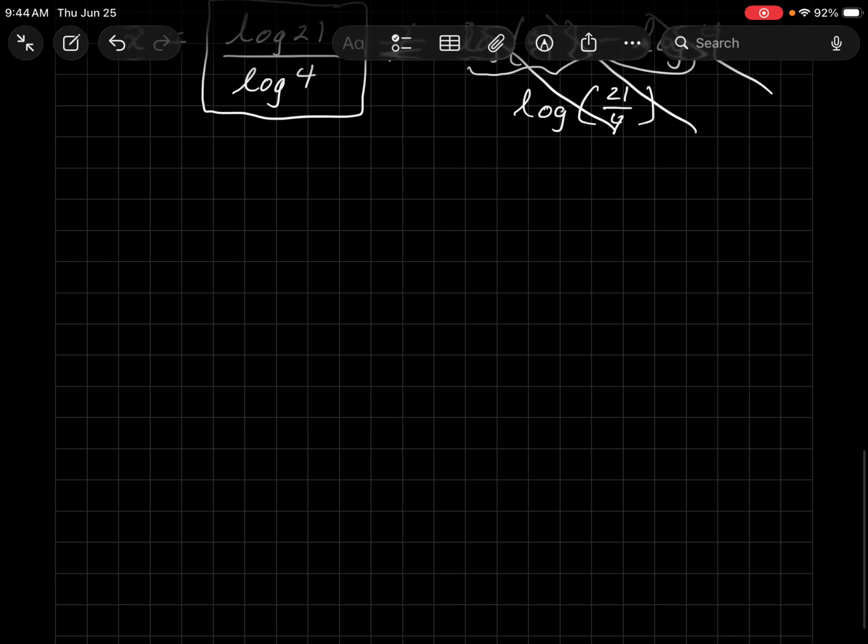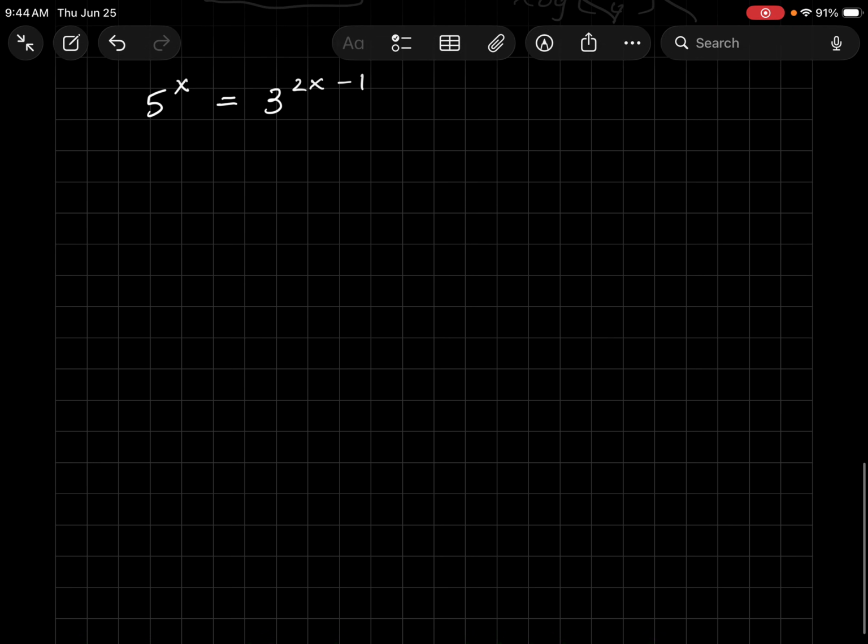Let's do a more complicated looking problem. Let's do 5 to the x equals 3 to the 2x minus 1. They do not have a common base, so instead I will take the log of both sides. So log of 5 to the x equals log of 3 to the 2x minus 1.